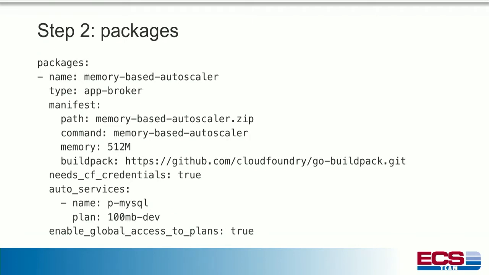There's a step you do when you create a service broker. If you don't enable the global access, or you only enable access in certain orgs and spaces, you don't see that plan or that service in the marketplace. So you normally have to do the CF enable service access, and that's what that tag's all about.